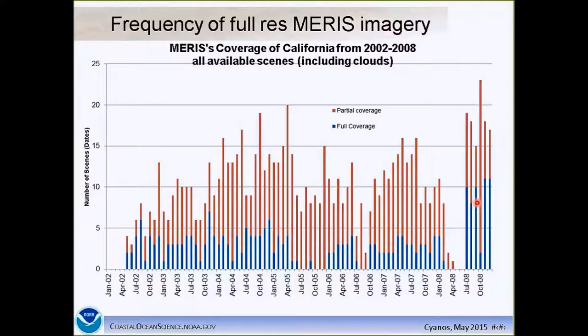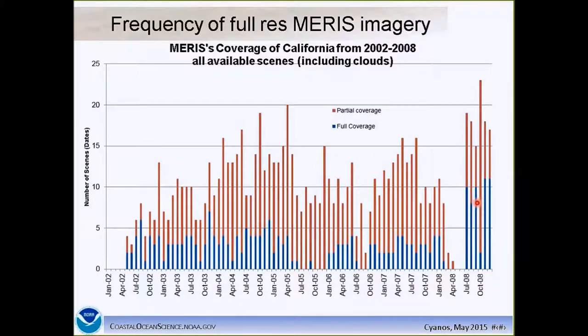Now, as far as the total time series from 2002 to 2012, this is the amount of scenes potentially available across California. What we call partial coverage means some part of the state is covered. And full coverage is pretty much covering the whole state, one way or the other.